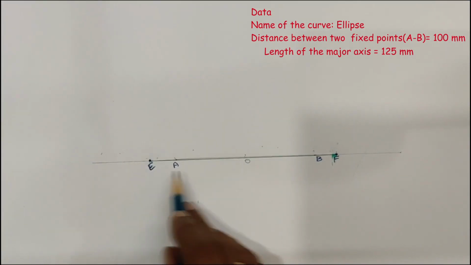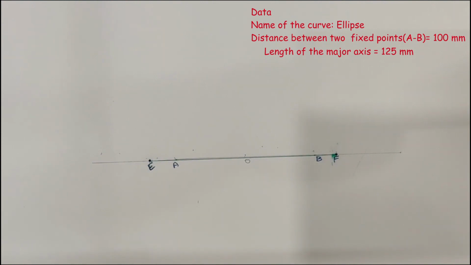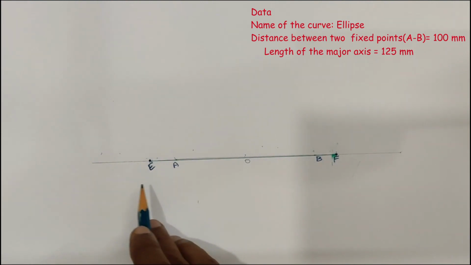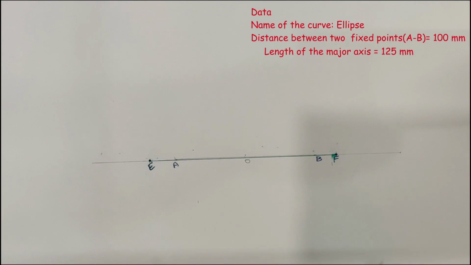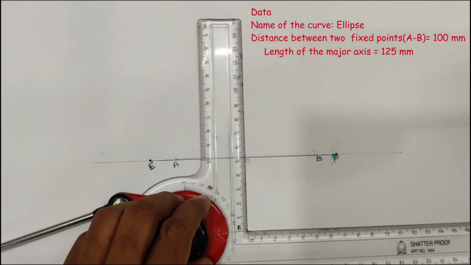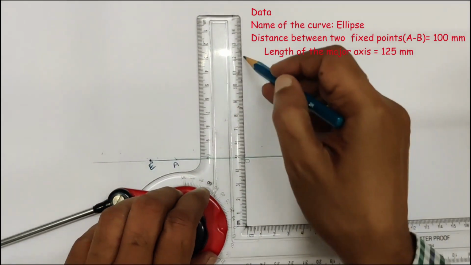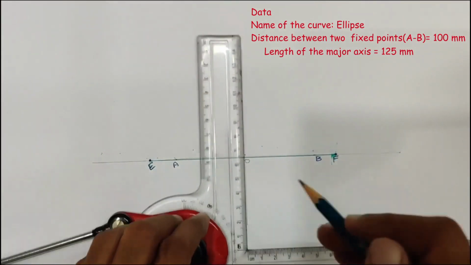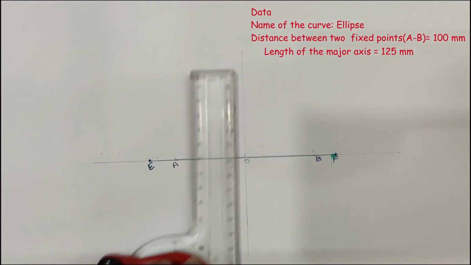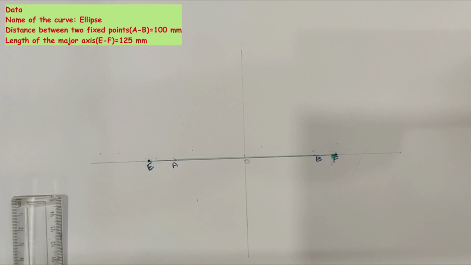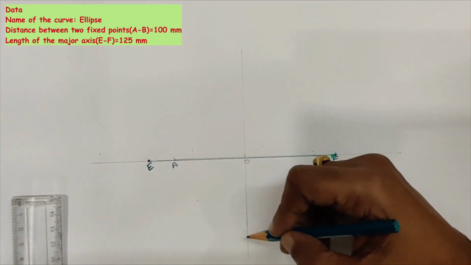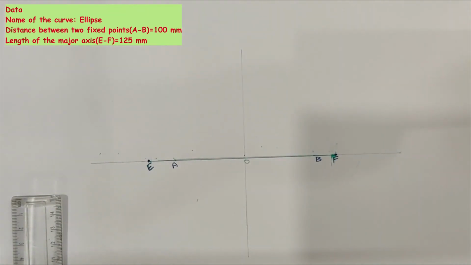After that, we need to locate the minor axis. For that, we will draw a perpendicular bisector to the EF line. The two ends of the minor axis points come along this line. In order to locate the minor axis end points, what we need to do? For that, we need to recollect the fundamentals again.